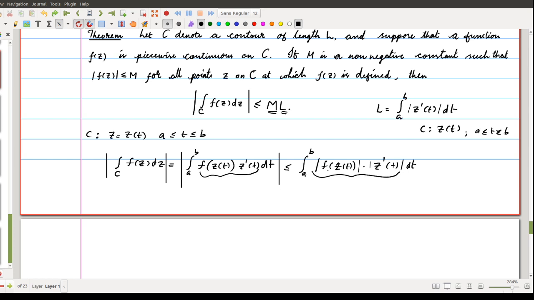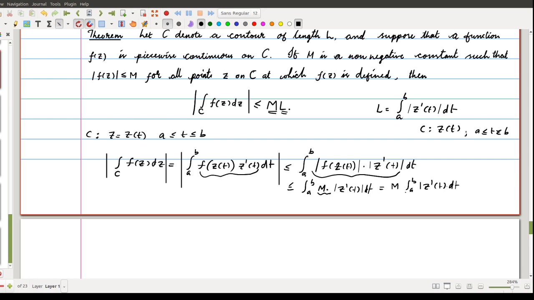So we can take the maximum value of this, mod f of z of t. Then we can write that this is always less than or equal to the integral from a to b of capital M times modulus z dash t dt. Now you can take this M out of the integral, so this will be equal to M times the integral from a to b of mod z dash t dt.